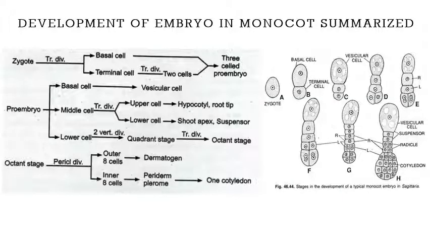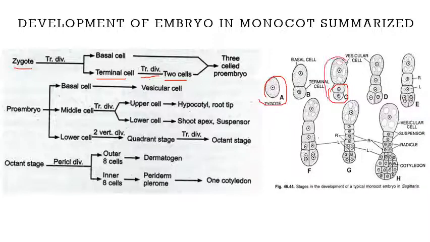Now we will discuss the development of the embryo in monocots in summarized form with the help of this chart. The zygote is developed after fertilization. This diagram shows the zygote, after transverse division, forming the basal cell and terminal cell, while the terminal cell again divides transversely and forms two cells. A total 3-celled proembryo is developed.